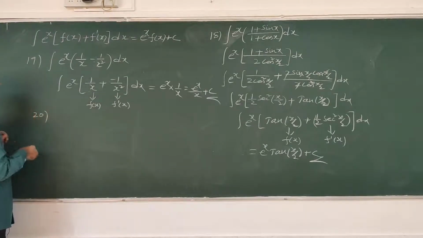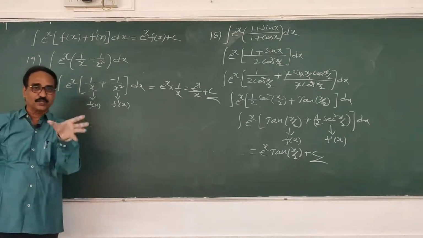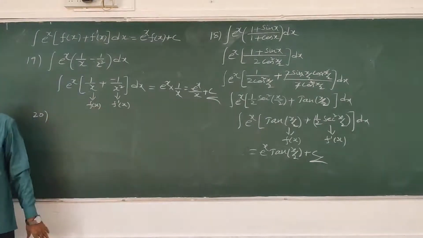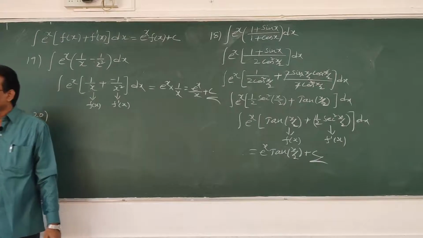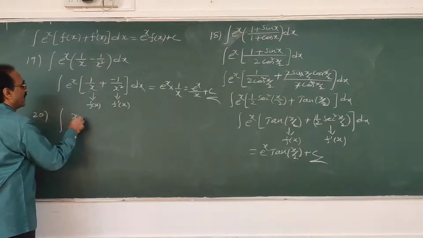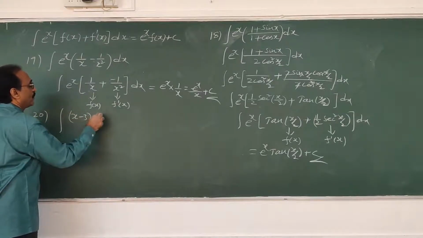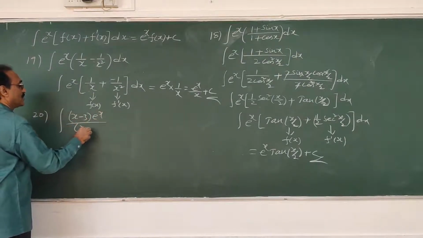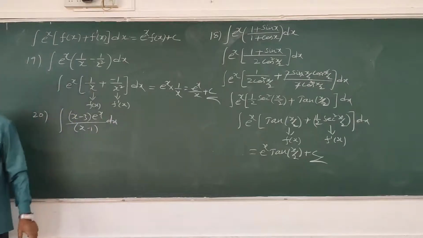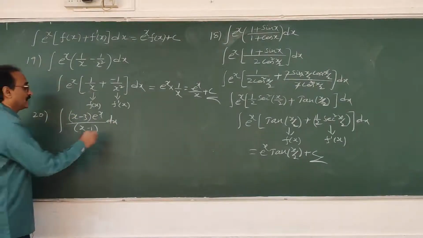Let us move to problem number 20. Once you know the procedure, it is very easy. It is mechanical. So now problem number 20. This also I hope you can do. Integral (x minus 3) into e^x by (x minus 1) dx. This is the problem given. Okay. (x minus 3) into (x minus 1) whole cube.